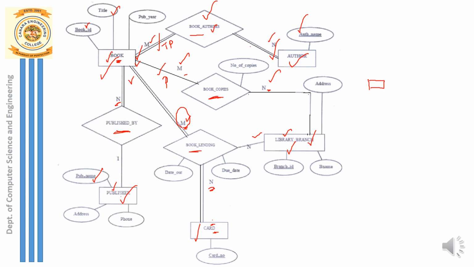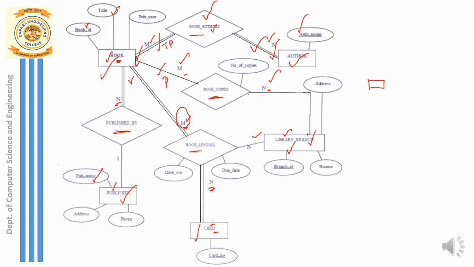Similarly, from the author side, there cannot be an author who has not written any book. So when I say an author, he must have written one or the other book. That is why the participation from the author side is also total participation. So two lines are used to represent it here.